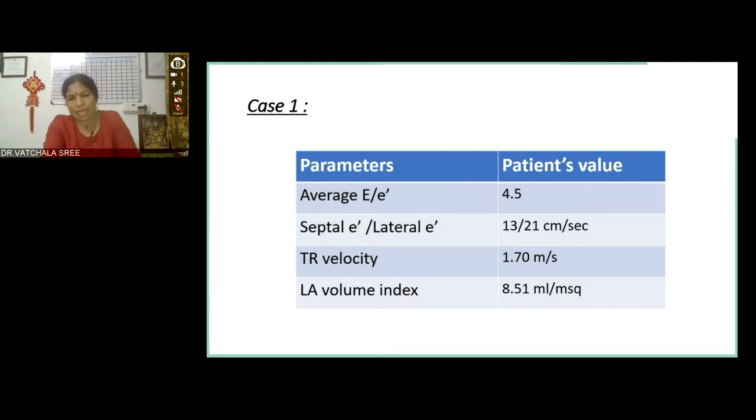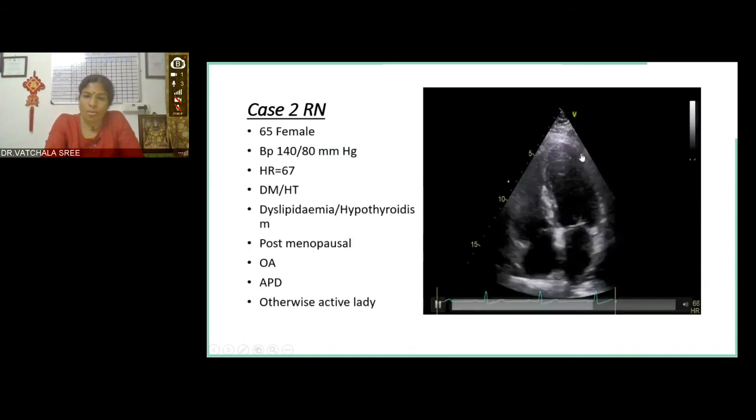So what you can do is, in your echo format, you can put these 4 parameters, and for reference, you can put the abnormal values here as well. So it becomes a routine for you to put your value, interpret the data, and then say whether there is presence or absence of diastolic dysfunction. So this is case number 2.